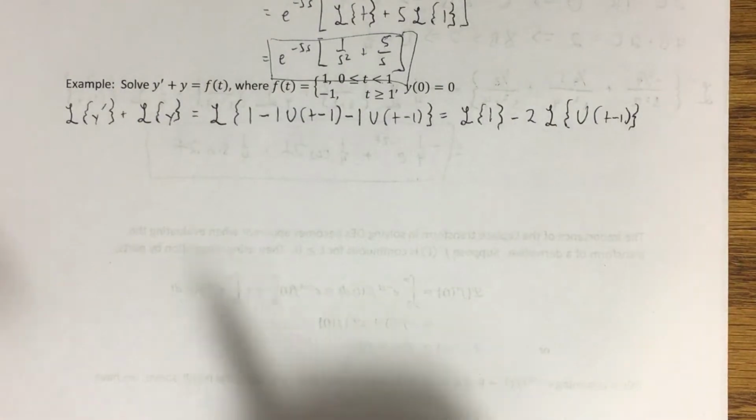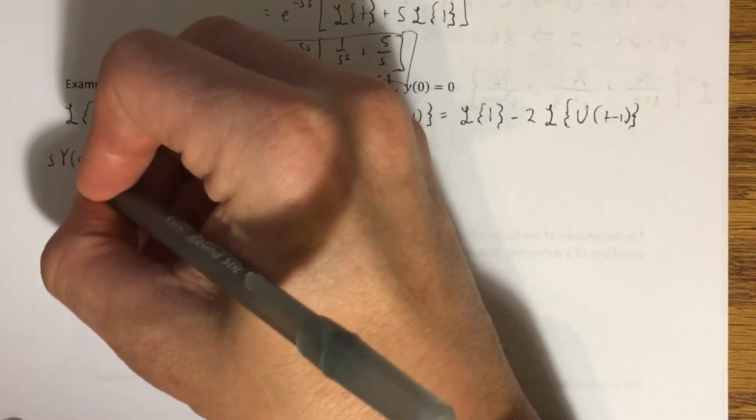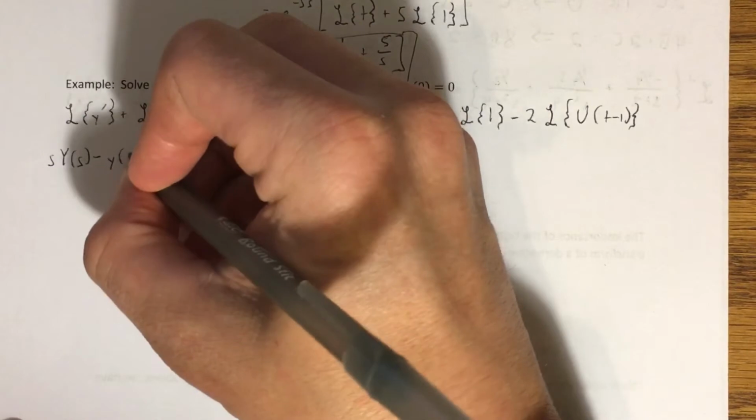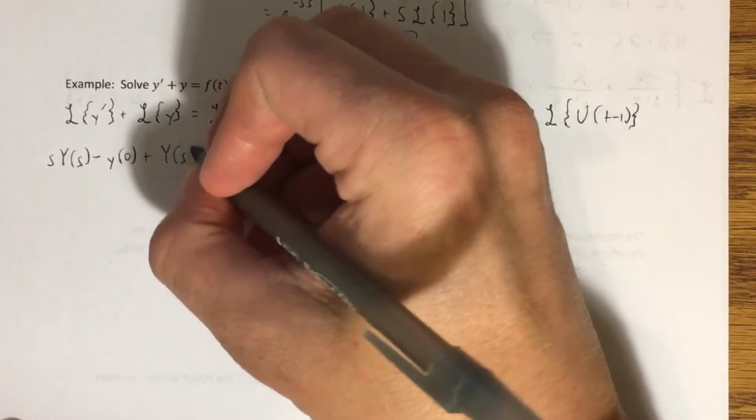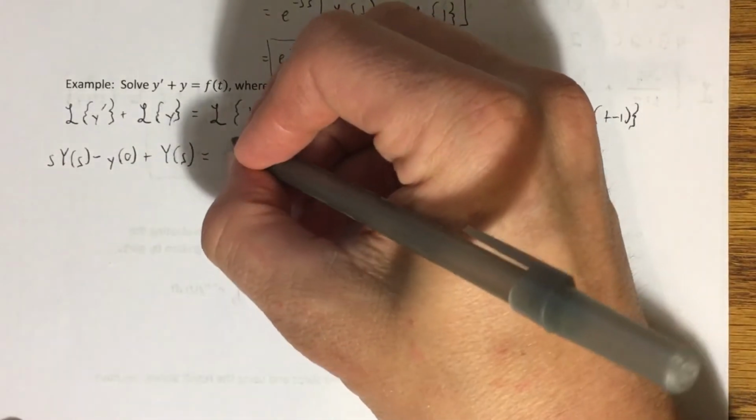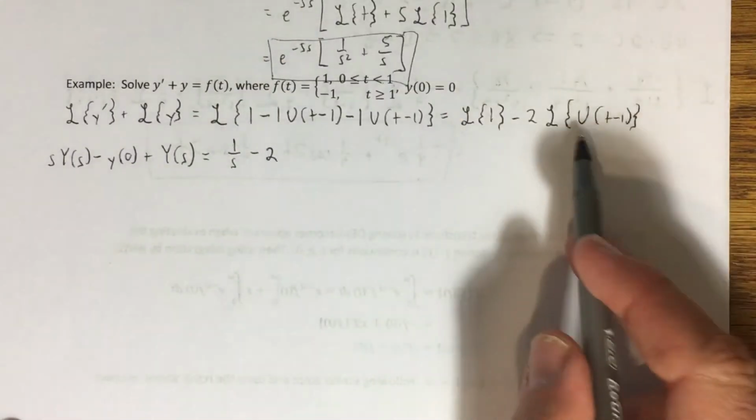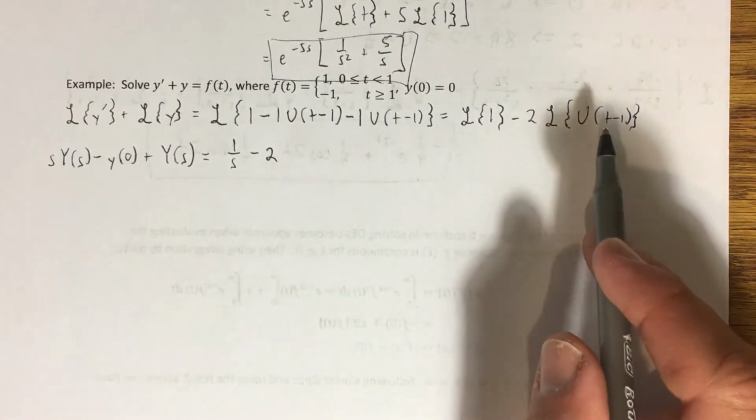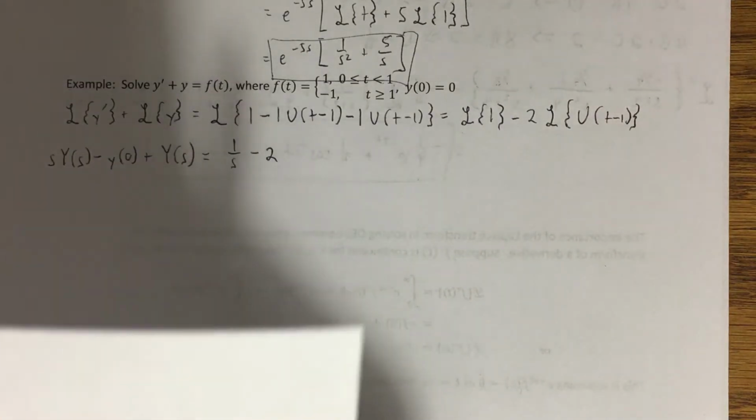Now, this side, we know that the Laplace transform of y prime would look like s y of s minus y of 0, plus this right here is equal to y of s. That's equal to the Laplace transform of 1, which we know is equal to 1 over s, minus 2 times. Now, what's the Laplace transform of u of t minus 1? Well, again, I'm going to find that page where we talked about it. I can show you.